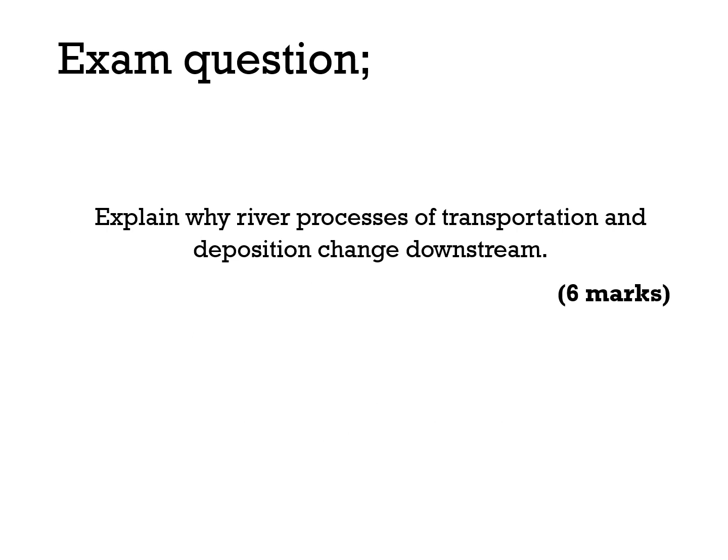So an exam question, 6 marker, and I think a relatively tough one. Explain why river processes of transportation and deposition change downstream. Now, as it's a 6 marker, we want 2 paragraphs. I would suggest we have a paragraph on transportation and a paragraph on deposition. It's an explained 6 marker, so it doesn't need a conclusion.